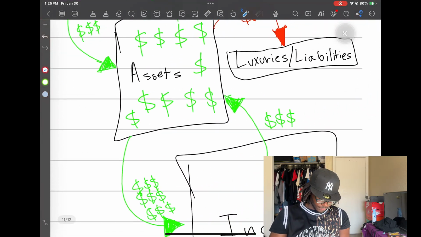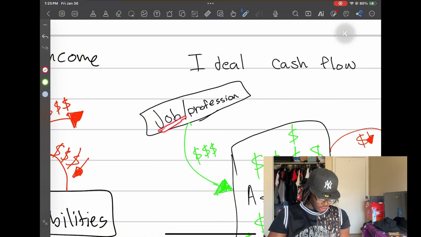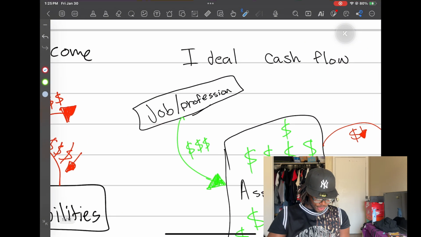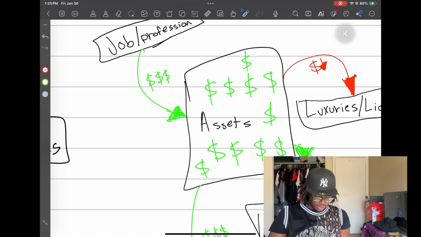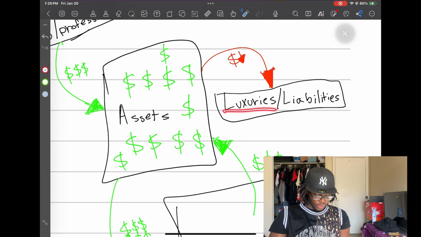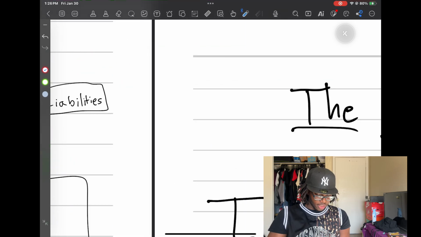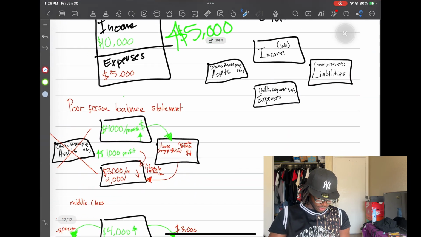Now let's see what you do when you have a job. You see this. So you have a job. This is the ideal cash flow. You have a job or profession, which makes you this much money, let's say $1,000 per month, and you put this into your assets. Your assets, you feel me? You can put it into your luxuries and liabilities because your assets are going to pay for your luxuries and liabilities. You feel what I'm saying?